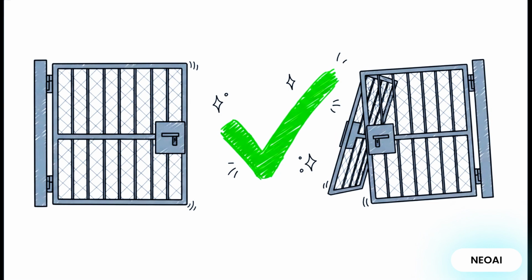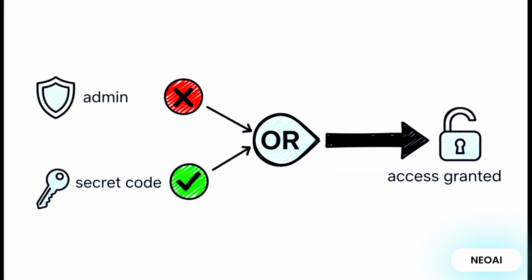And the answer is, yes, they're in! Access granted! If you got that, you're on the right track. And why is that? Well, it's all because of that one little word, or. With or, we only need one of the conditions to be true. Their admin status was false, sure, but their secret code was correct. And with or, one true is all it takes to open the door.